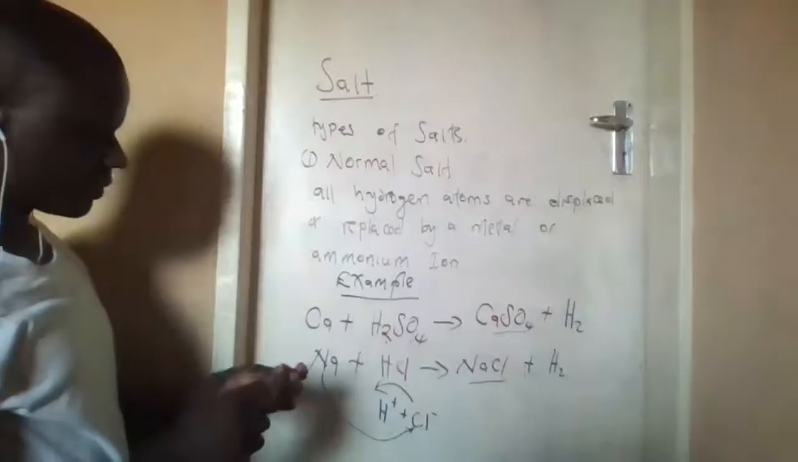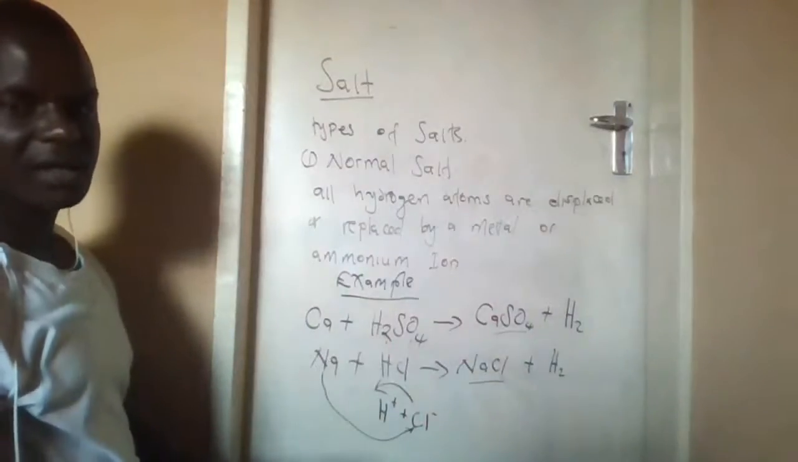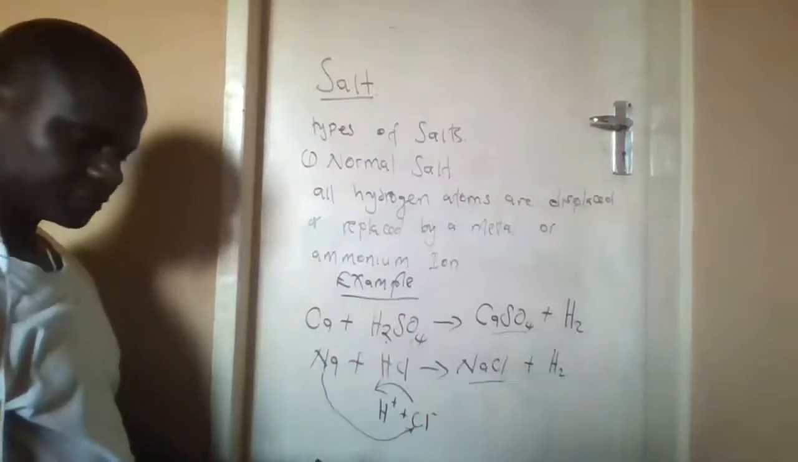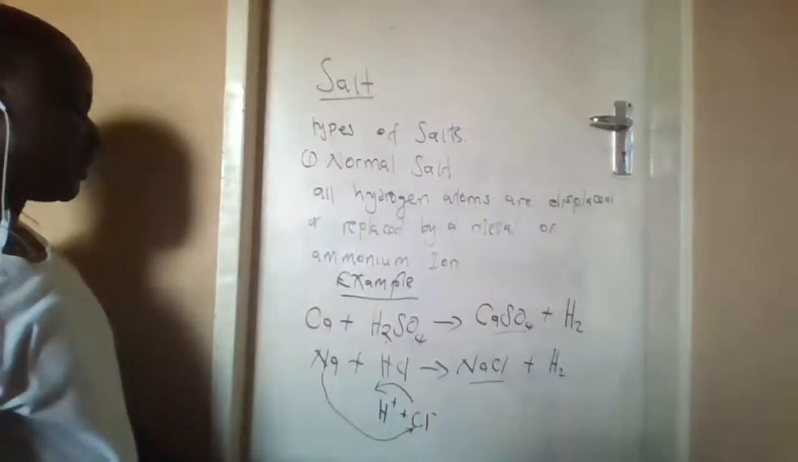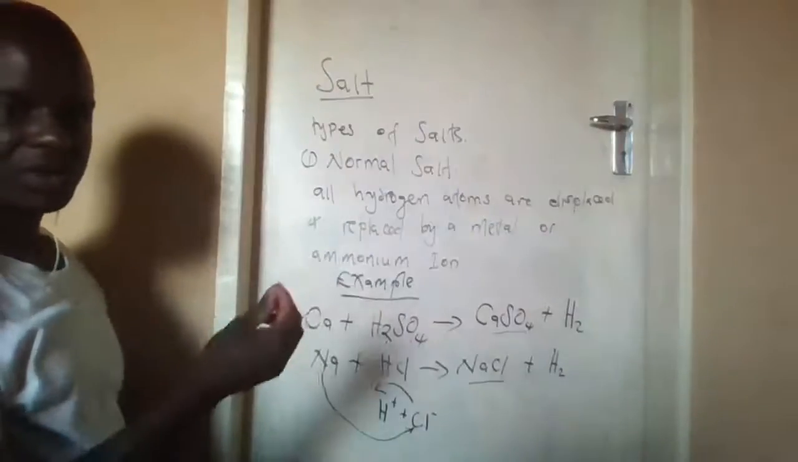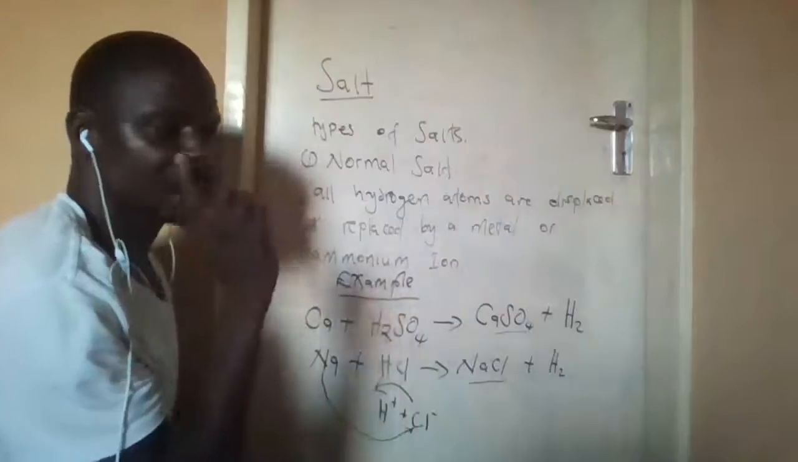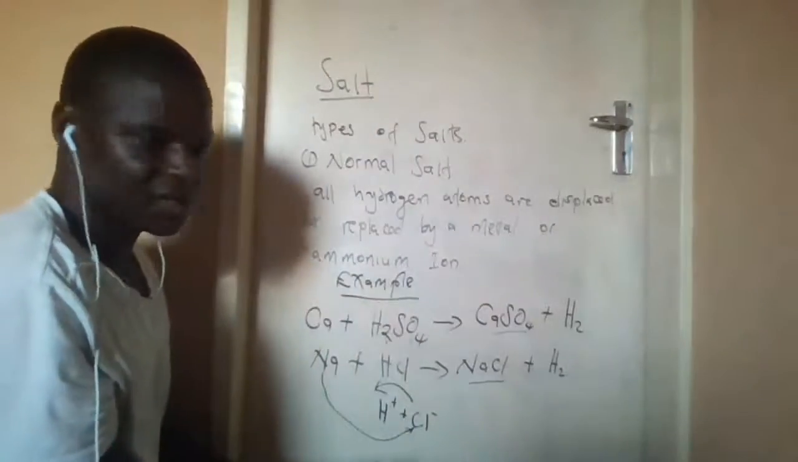So a normal salt is formed when all of the hydrogen atoms are removed from the acid molecule. There are quite a lot that we can talk about under normal salts, but in a normal salt, there is no hydrogen atom present.